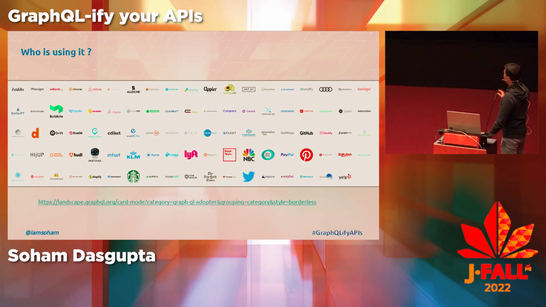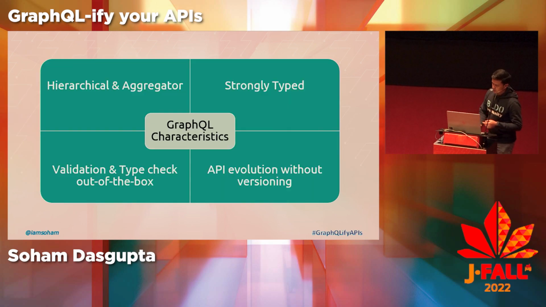As I said, the landscape is quite huge. There are people using it. It helps you to aggregate on hierarchical data. It is strongly typed. You cannot ask for something which doesn't exist. The GraphQL server will tell you upfront. You don't need to implement any kind of validation whether the ID is an ID.